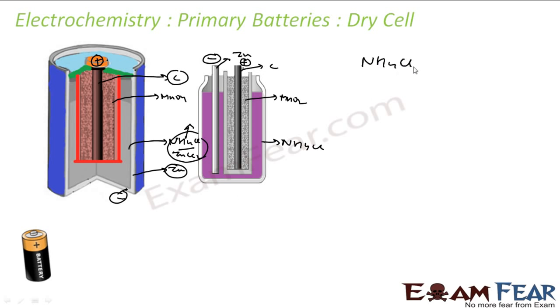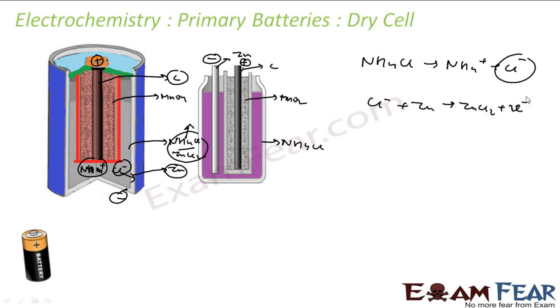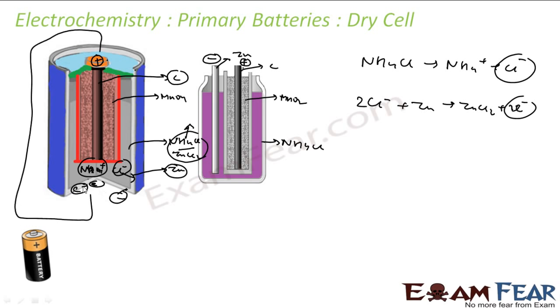NH4Cl is a strong electrolyte. It becomes NH4 plus and Cl minus. This Cl minus will react with zinc to form ZnCl2 and 2 electrons. Oxidation is happening. So zinc gets a negative charge, a lot of electrons here. Once you connect the circuit, the electron flows from here to here. Carbon also gets electrons now from the external circuit.